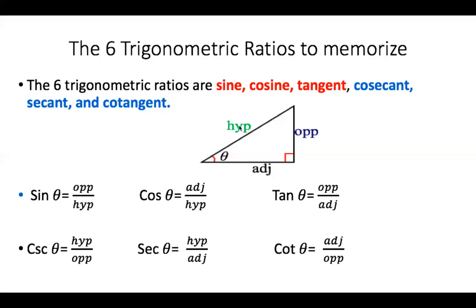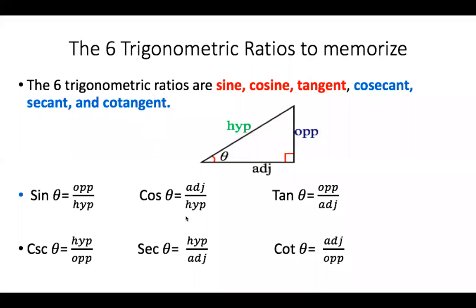So here are the 6 you need to know. It's sine, cosine, tangent, which you all had some exposure to in geometry. And then you have cosecant, secant, and cotangent. So here in the blue are the new ones that we barely talked about. These are the reciprocal ones in blue.